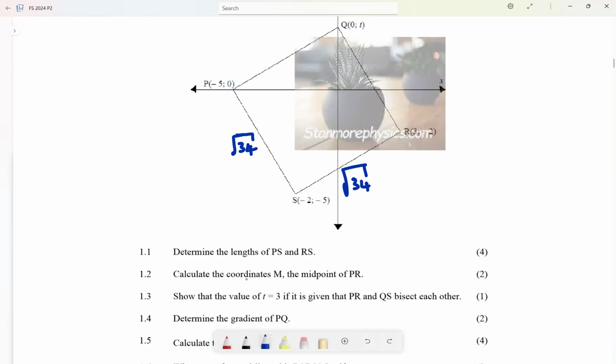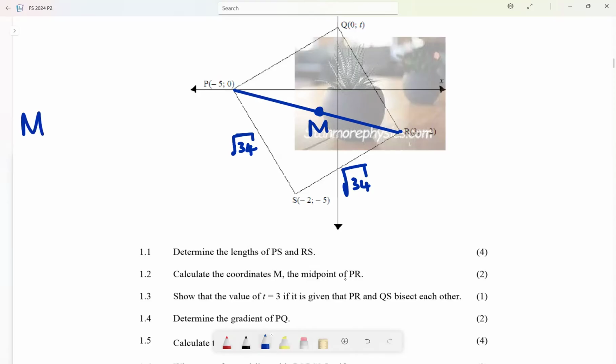1.2, calculate the midpoint M, the coordinate of M, the midpoint of PR. Where is PR? So we want the midpoint between PR. Somewhere there, I'm approximating M, PR. So how do we find the midpoint?